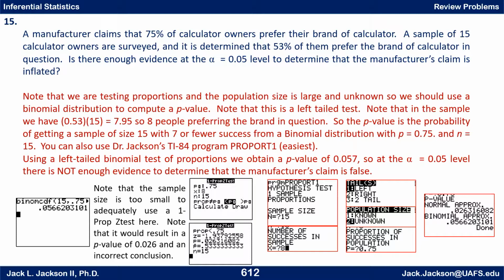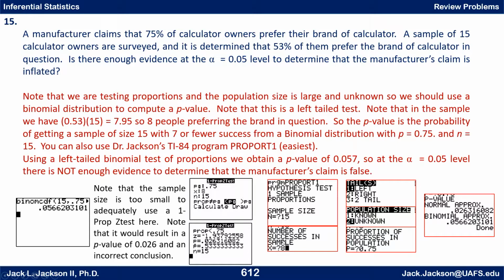So the p-value is the probability of getting a sample of size 15 with 7 or fewer successes from a binomial distribution, with a p, which is the proportion or probability of success, of 0.75, and n is a sample size of 15. The easiest way to do this is to use my program over here in red. It's the prop 1 program. That's a hypothesis test, 1 sample, proportions.